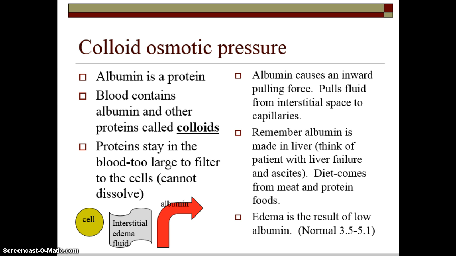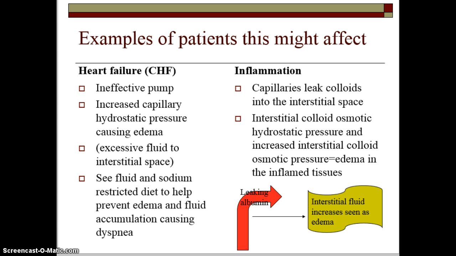In the diet, albumin comes from our meat sources and other protein-rich foods, and your normal albumin level is 3.5 to 5.1. Patients that we might see this being important for are your congestive heart failure patients and your patients with inflammation.